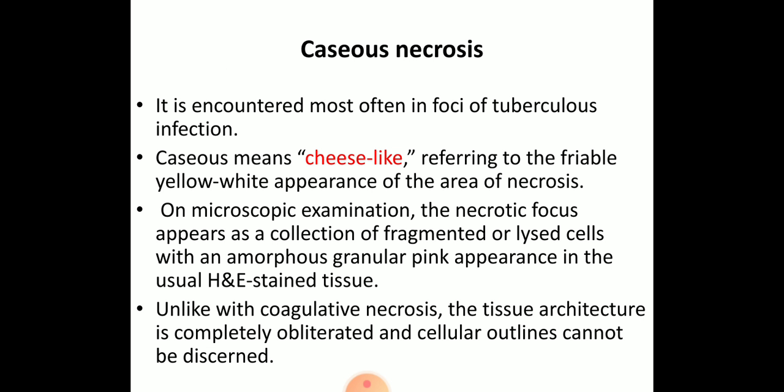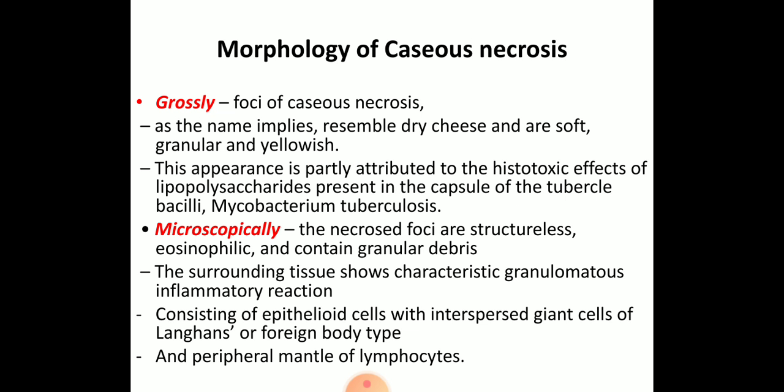Caseous necrosis is encountered most often in the foci of tuberculous infection. Caseous means cheese-like, referring to the friable yellow-white appearance of the area of necrosis. On microscopic examination, the necrotic focus appears as amorphous granular pink. Unlike coagulative necrosis, in which the tissue architecture is preserved, in caseous necrosis the tissue architecture is completely obliterated and cellular outlines cannot be discerned.